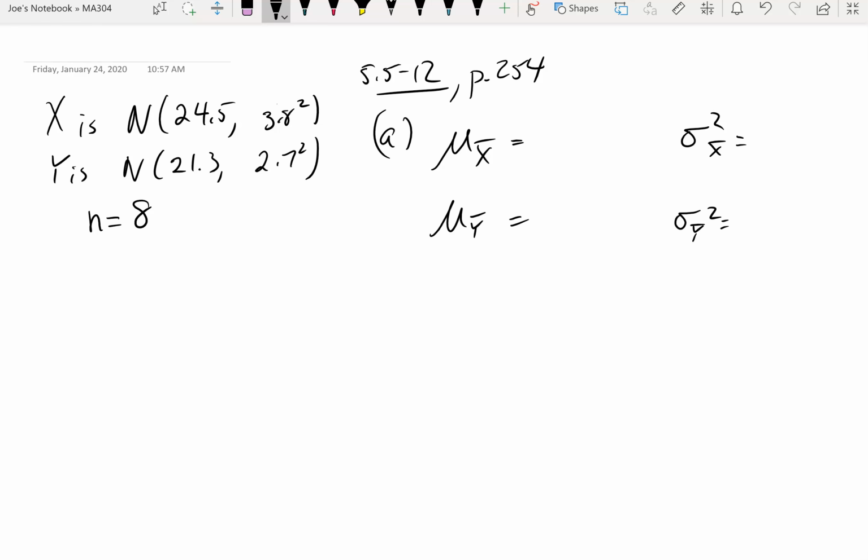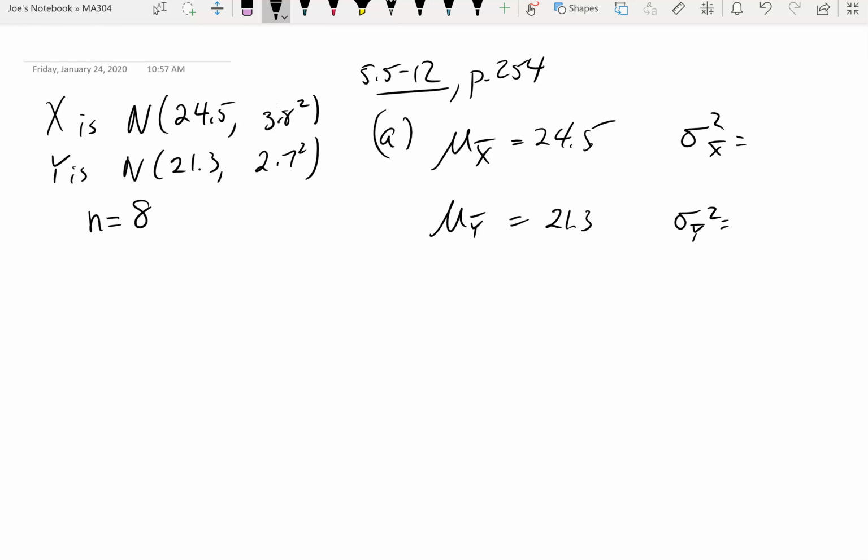Well, regardless of the type of distribution, if we're taking a random sample from the individual distributions, what is the mean of the sample means going to be? Just in general, it doesn't matter what type of distribution we have. The mean of the sample means is the same as always, the mean of the population, right? So the mean of the sample means for x will be 24.5, and for y will be 21.3.